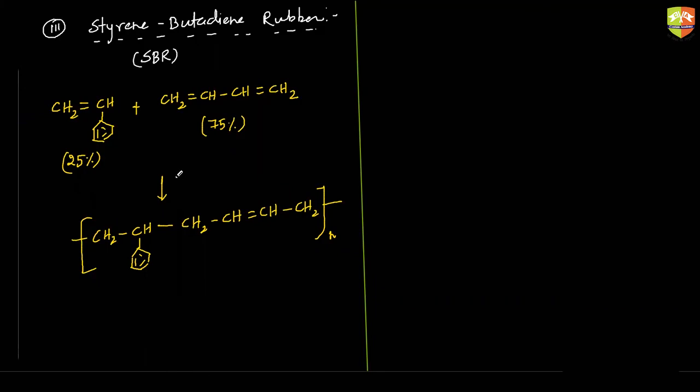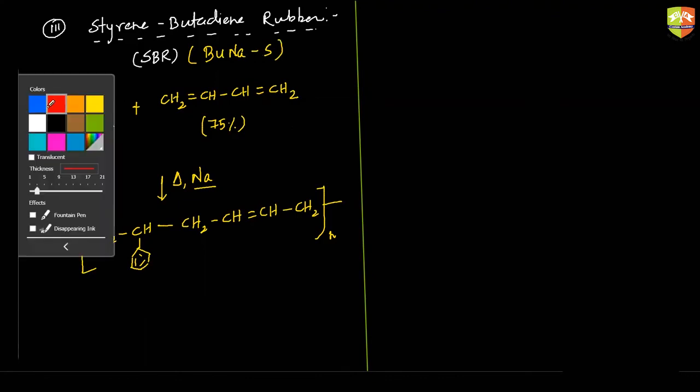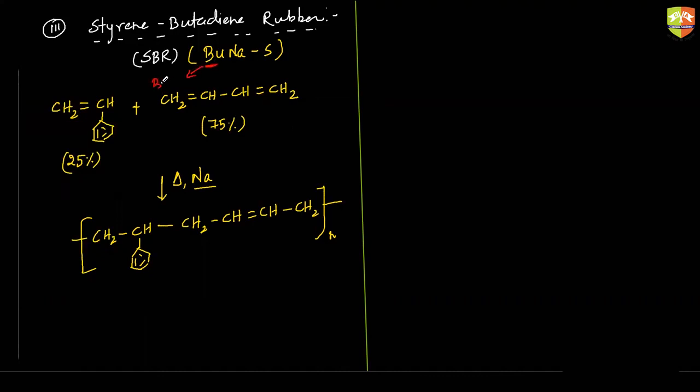When you heat this, we use sodium as a catalyst in this process, and that is why this molecule is also known as Buna S. BU stands for butadiene, S stands for styrene, and Na is the catalyst, that is sodium. That's why we call it Buna S. So the monomers of Buna S are styrene and butadiene, and the catalyst is sodium. The structure is this. Done.